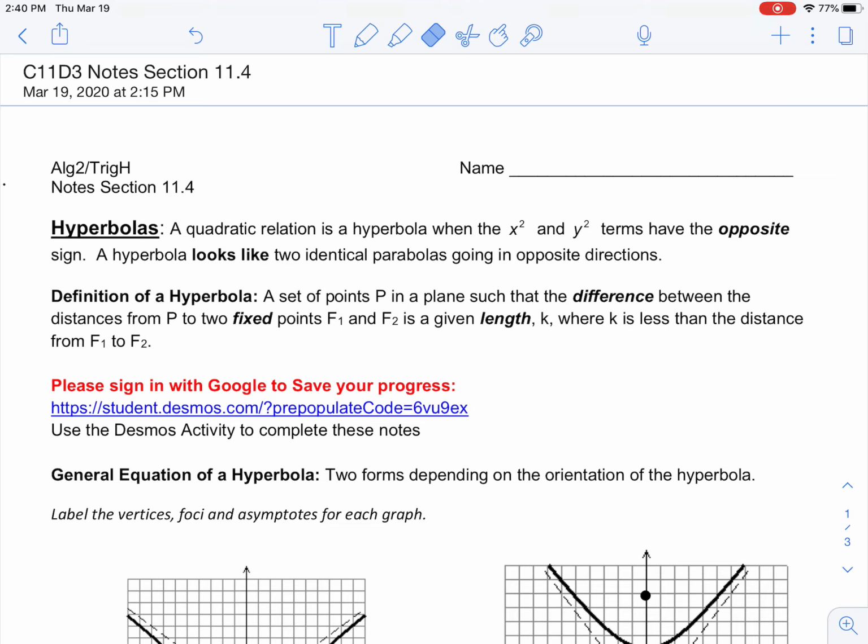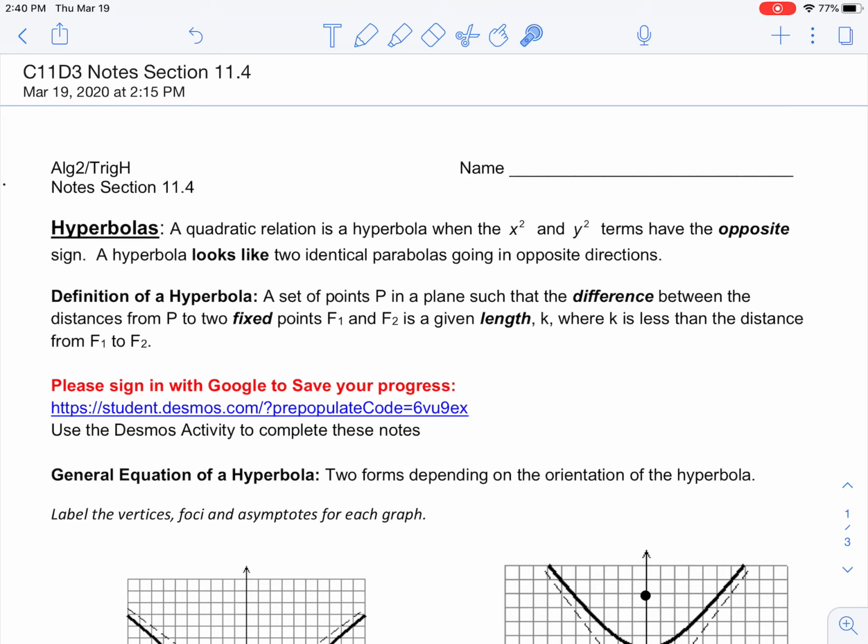So hyperbolas are a quadratic relation when the x squared and y squared terms have opposite signs. So one is positive, one is negative. And a hyperbola ends up looking like two parabolas going in opposite directions. It's not really two parabolas, but it looks that way. The official definition is a set of points such that the difference between the distances from two fixed points is a given length, so some given constant.